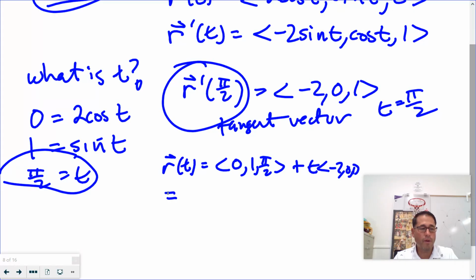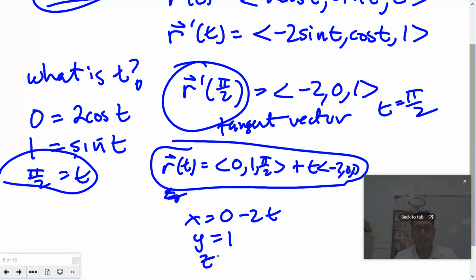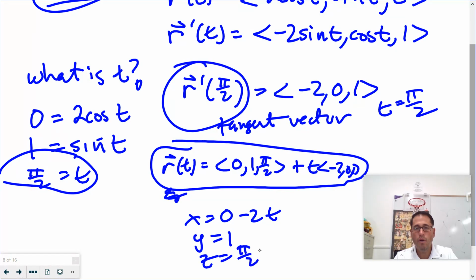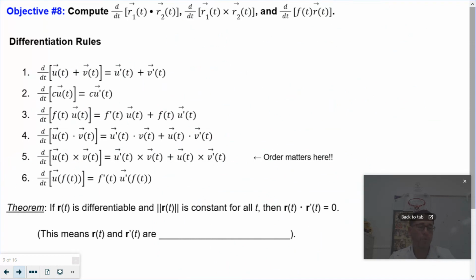That's already equivalent to the vector equation. But they asked me earlier to write the parametric equations, which would be x equals 0 minus 2t. y equals, what would that be? Just 1. And then z would be equal to pi over 2 plus t. There are your parametric equations. All right, let's keep rolling.